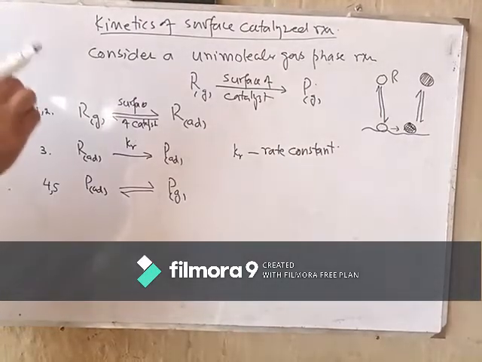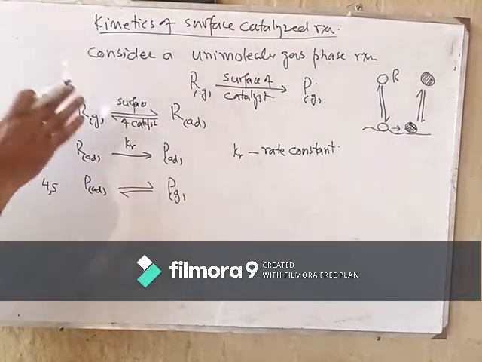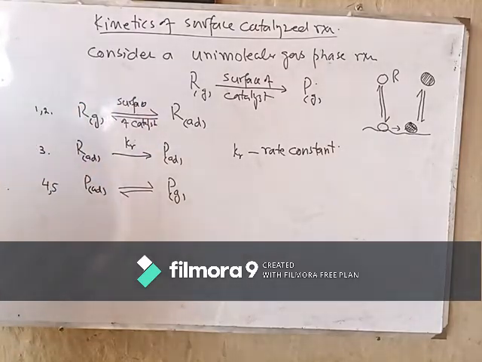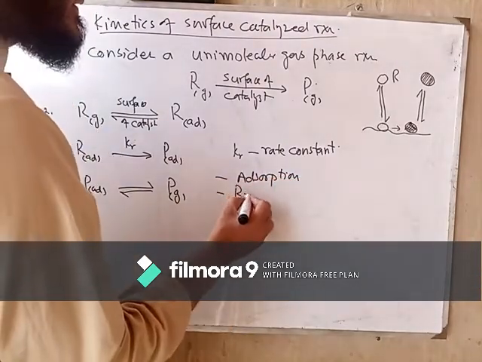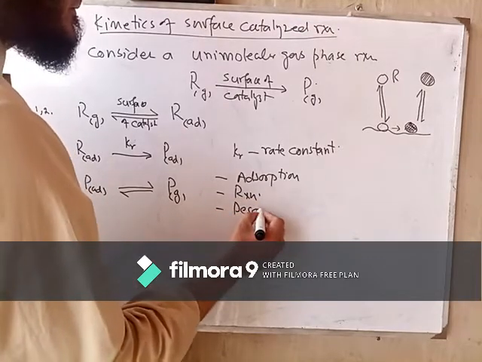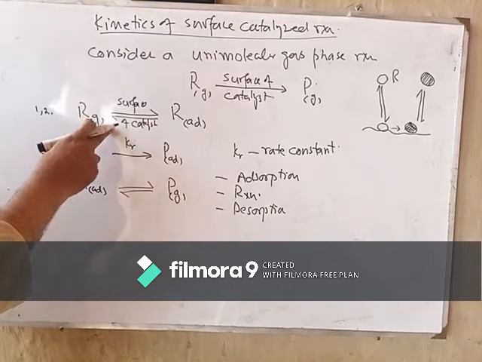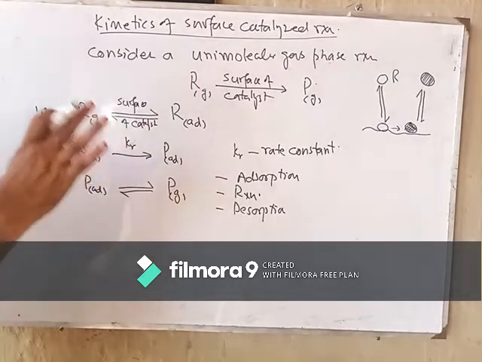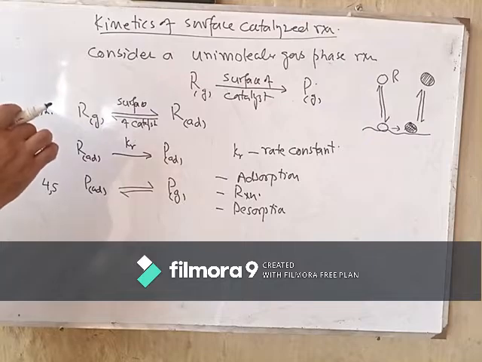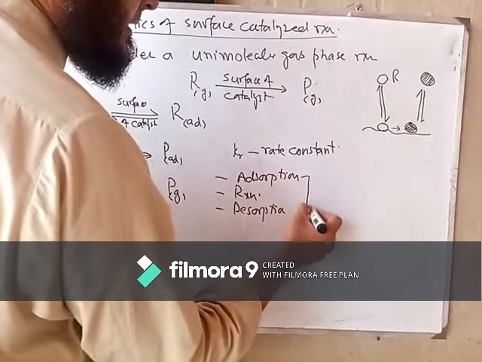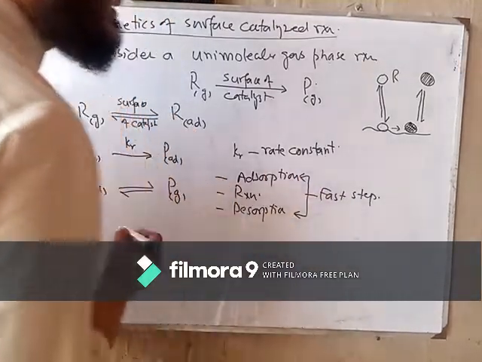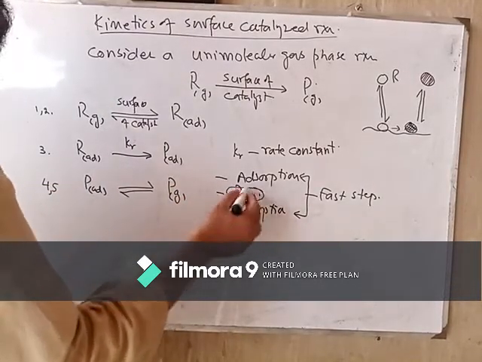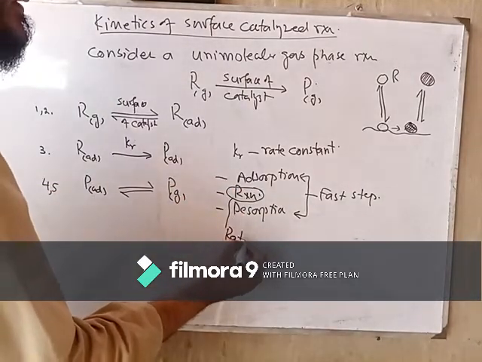As we assumed that the reaction is free from any mass transfer limitation, it means that the rate determining step is either adsorption or reaction or desorption. Steps 2, 3 or 4 are chemical steps. One of them has to be the slow step. Generally, adsorption and desorption are fast steps, so these are not the rate determining step. The rate determining step is the true chemical reaction.